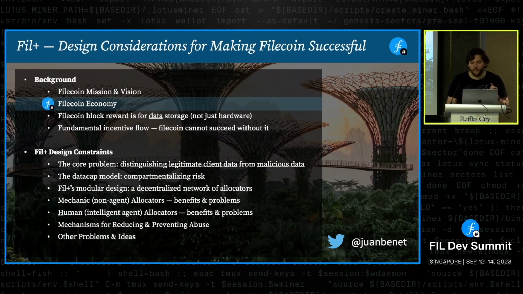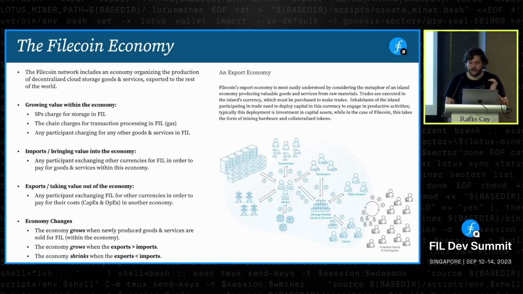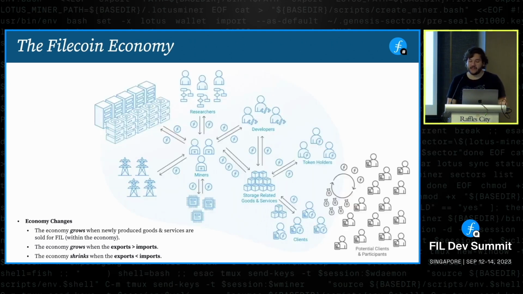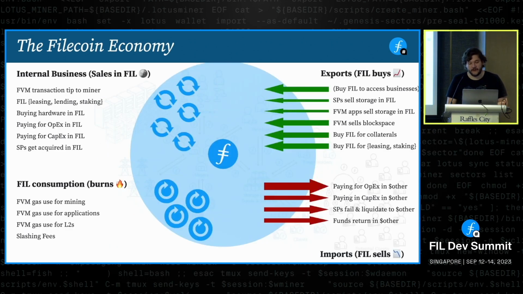I want to do a quick refresher of the economy. So remember, it's an export economy. You can grow value in the economy. You have imports that bring value into the economy. You're exporting some product out and you're importing value into the economy. You have exports where you bring some products or services into the economy, but you're outputting value. And these change the economy in various flows. So you can think about the actual flows and model them.